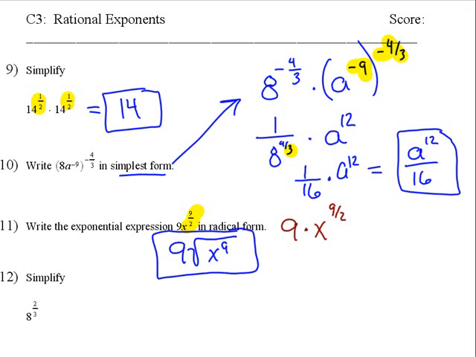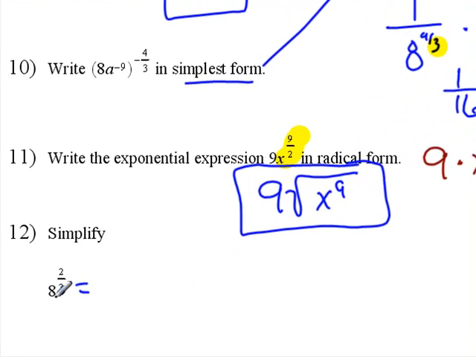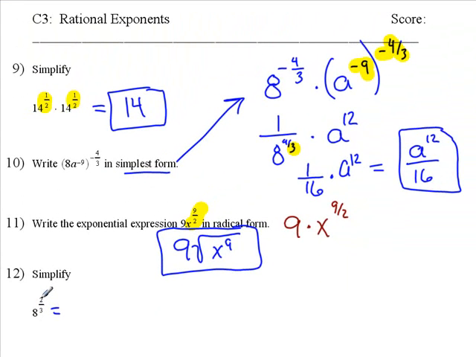That's number 11. Number 12, we've got 8 to the 2/3 power, so we're going to take the cube root of 8, which is 2, and raise that answer to the 2nd power, which is 4. So 8 to the 2/3 is 4. That's numbers 9, 10, 11, and 12.